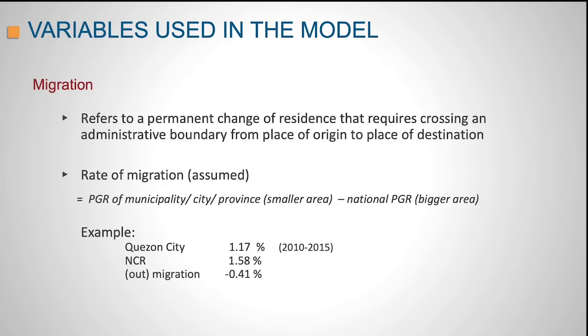For example, suppose we wish to estimate the migration rate of Quezon City. We get its population growth rate, which is 1.17% for the period 2010 to 2015. We deduct from this the growth rate of Metro Manila, which is 1.58%. The result is negative 0.41%, which indicates slight outmigration. These variables measure the concept of growth of settlements. They are the dependent variables in the framework used in this model.